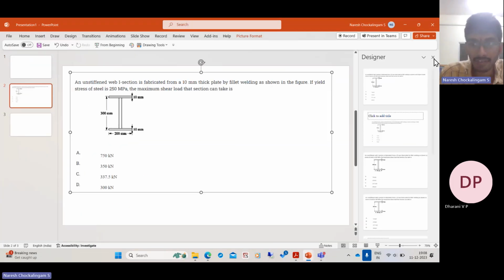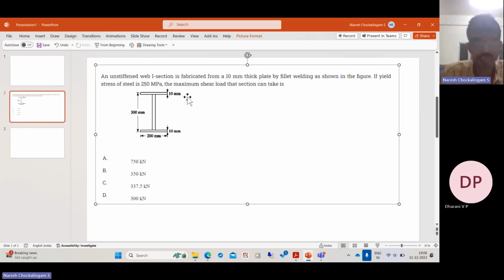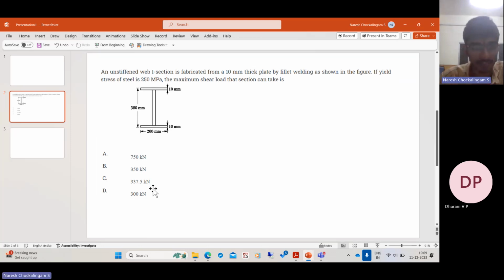We have an I-section fabricated from a 10 mm thick plate by fillet welding. The yield stress of the steel is given, and what is the maximum shear load that the section can take? So let us solve this.